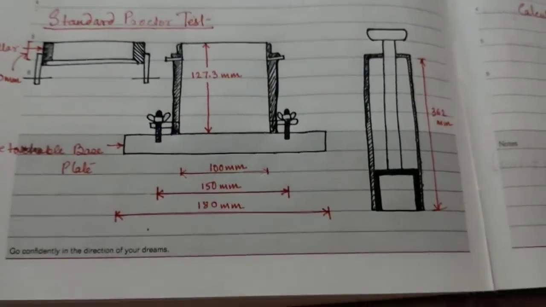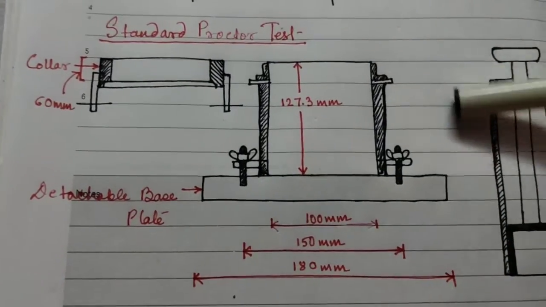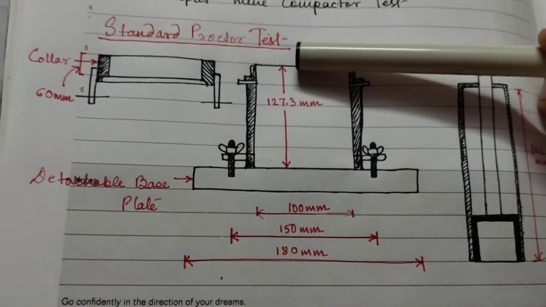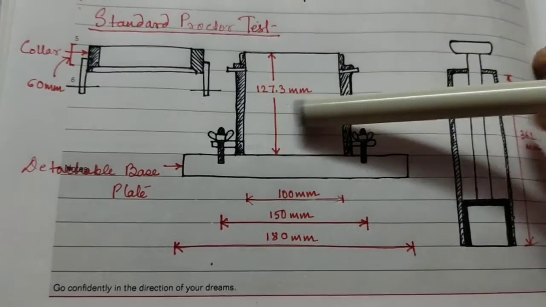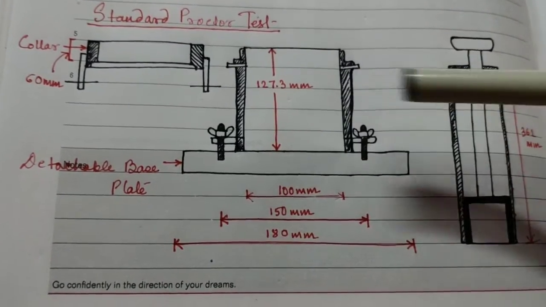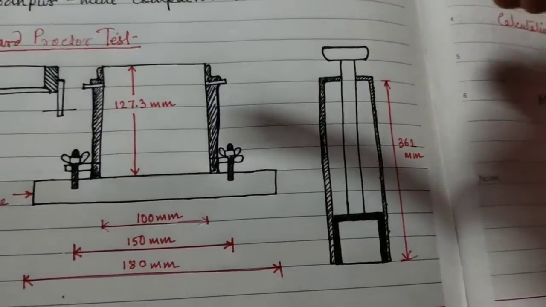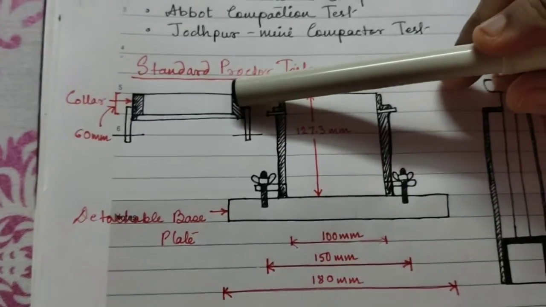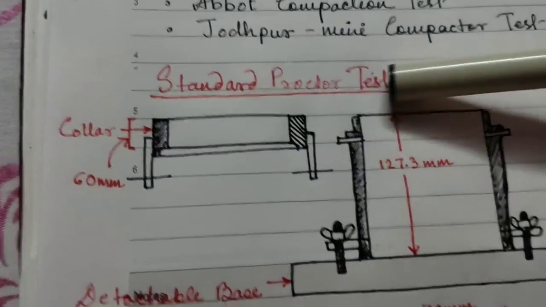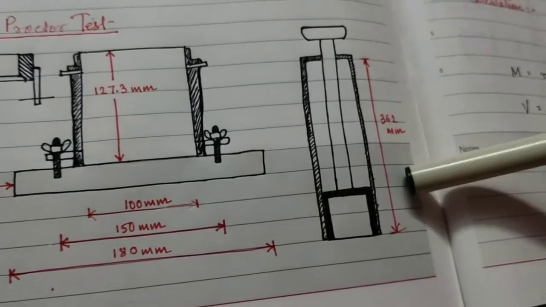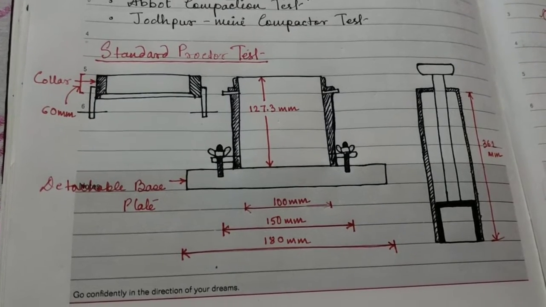What I have described in the test equipment, that is the cylindrical metallic mold. So this is the cylindrical mold in which the soils are being compacted in 3 layers. Each layer will be given 25 blows with the help of this hammer, and it consists of a collar which has a height of 60 millimeter. So this is the collar, this is the cylinder, and this is the rammer. How this test proceeds, I will describe in the next section.